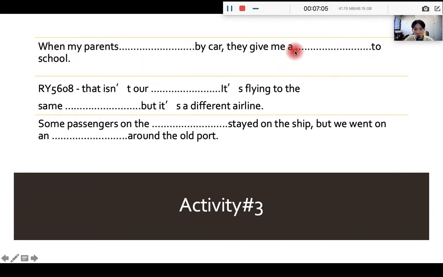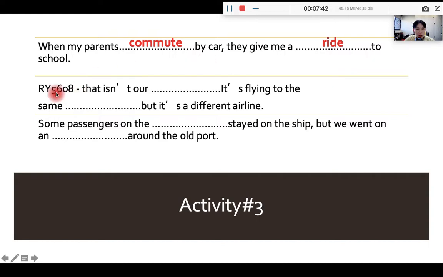They give me a what to what? School here is obviously the destination of the person. In this case, we assume the parents are traveling from home to their own destination, so we will choose the verb commute, to travel from one place to another. And you also have your own destination, and your parents offer you a free ride. So here you will put down the word ride, a free journey.